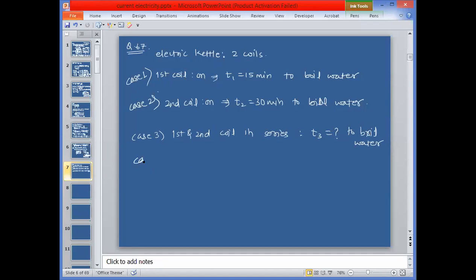Okay, fine. Case 4. First and second coil. Instead of series, now they are used in parallel. Then how much time they will take to boil the water?